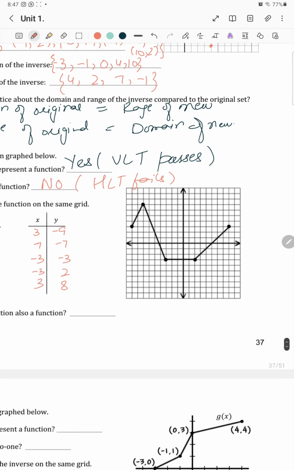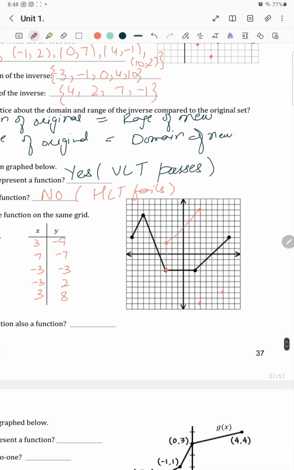Okay, now let's plot (3, -9), (7, -7), (-3, -3), (-3, 2), (3, 8). So the inverse function is this, this, this, this.